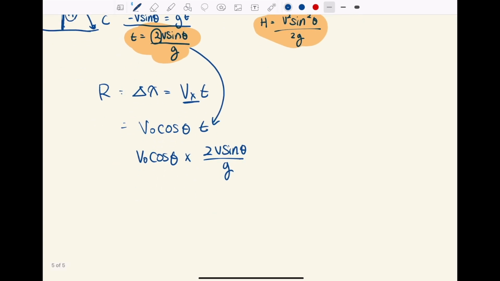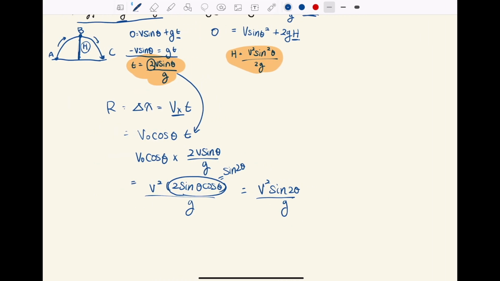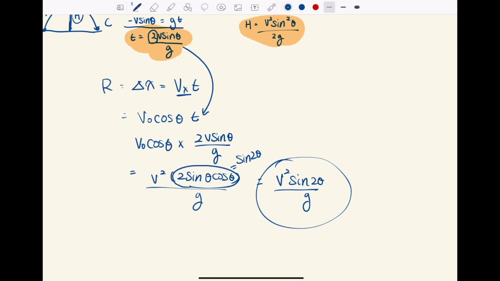And if we simplify that, we'll get something like v squared 2 sine theta cos theta over g. And because from our trig identities, we know that that part is equal to sine 2 theta, we can get an equation: v squared sine 2 theta over g. And that's our range. So from this derivation, we can find a formula for the range, and from here we can figure out the maximum range.